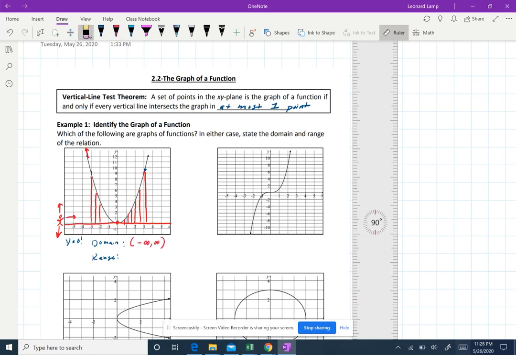Now the range. So that was the domain, that's my analogy for the domain. Domain stands for all the x values, so you're a little person walking on the x-axis. Now what about range? Now you're going to get a little lazy.